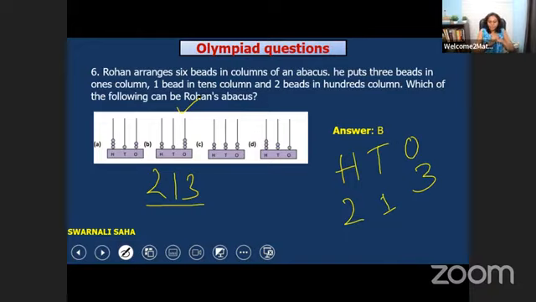So understood? Do you have any doubts? 2, 1, 3. Very good. Option B. 213. Someone is saying 312. No, not 312. It's 213. Very good. It's 213. So now let's solve one more question.